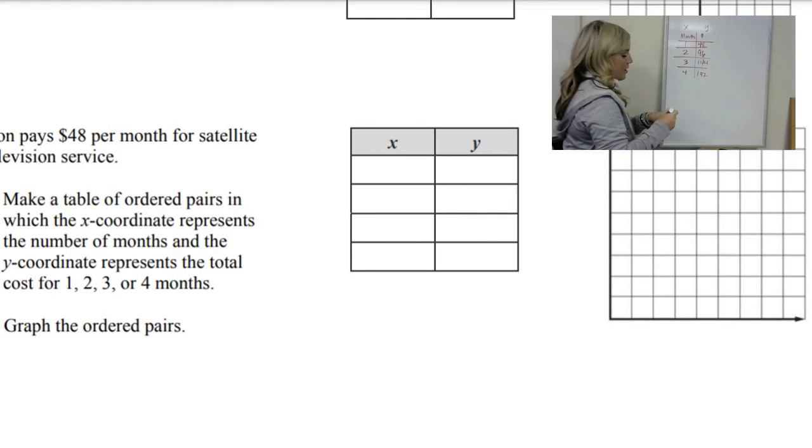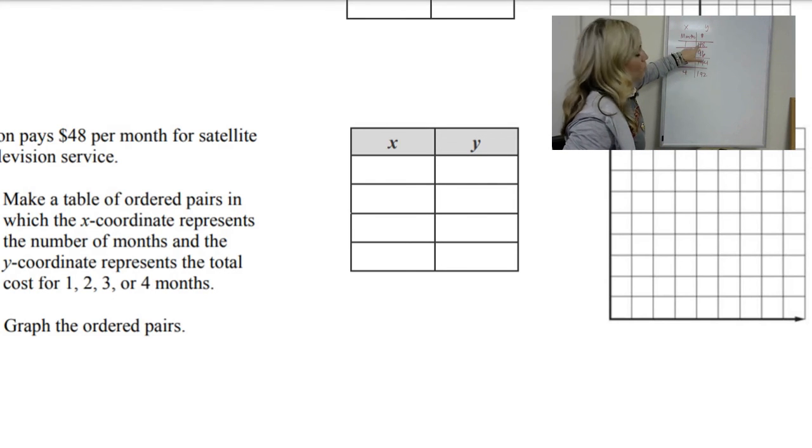I'm not having like 3 months and then a different cost. It is the same each time, okay? So, I mean, it's different. My x's, my months are different each time. So we have 1, 2, 3, 4. And then our range is 48.